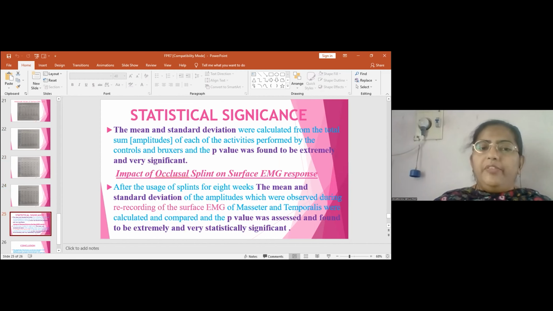Statistical significance: the mean and standard deviation were calculated, and the p-value was found to be extremely significant and very significant. For one or two activities, the p-value was not found to be very significant. So, the impact of the occlusal splint. Finally, we found that it had a positive impact, because when the patients used the splints for 8 weeks, the mean and the standard deviation of the amplitudes were significantly reduced, and thereby the p-value was assessed and found to be extremely and very statistically significant.